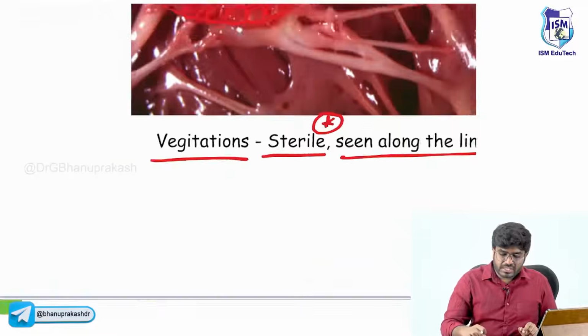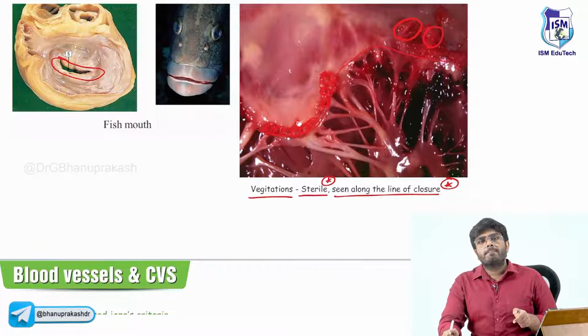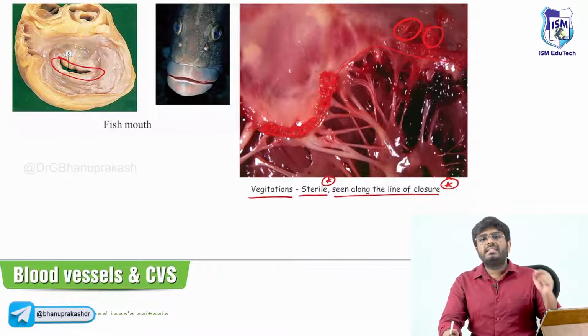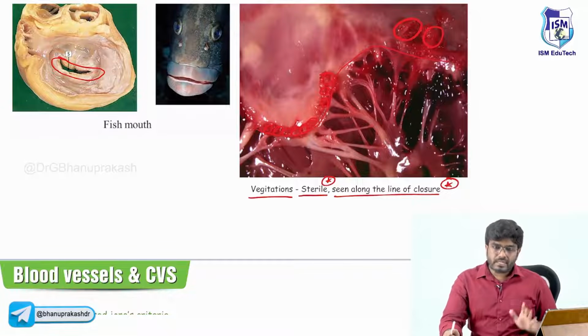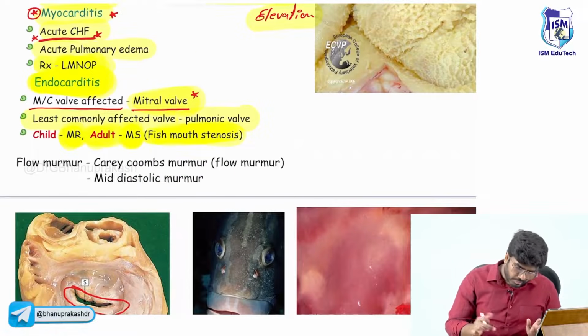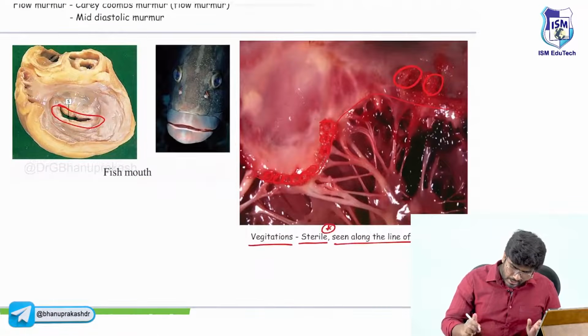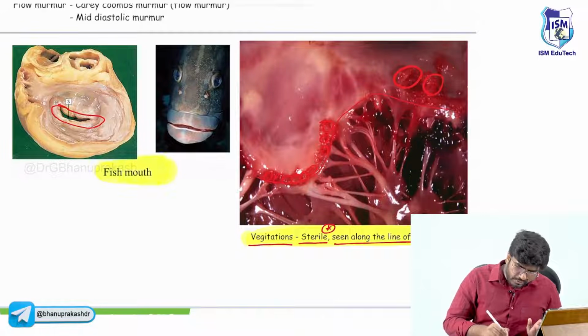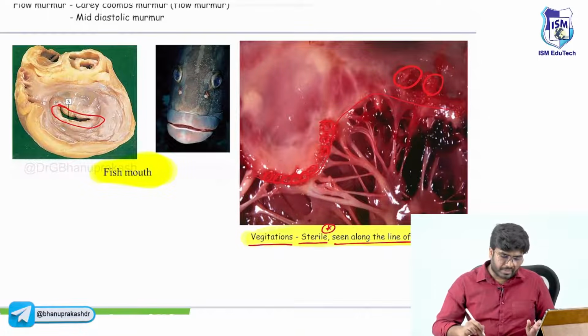The vegetations which are seen in rheumatic heart disease are going to be seen along the line of closure, and these vegetations are sterile in nature. Done. So one more important MCQ completed: the vegetations are seen along the line of closure. Again, MCQ point: there is fish mouth stenosis of the mitral valve.